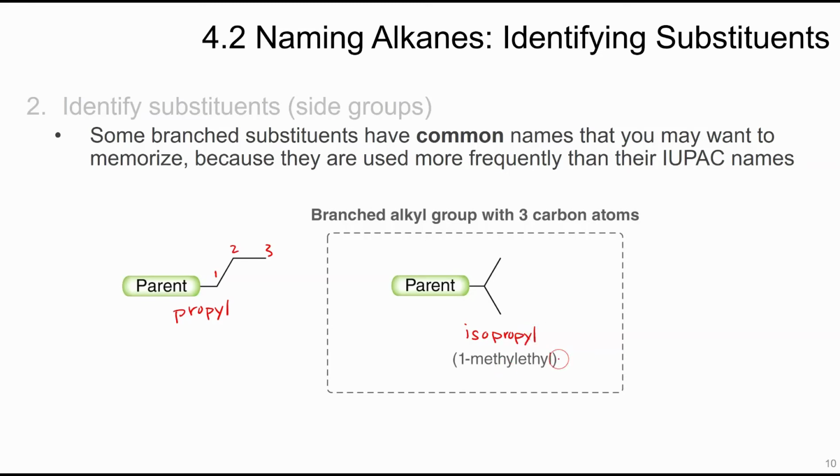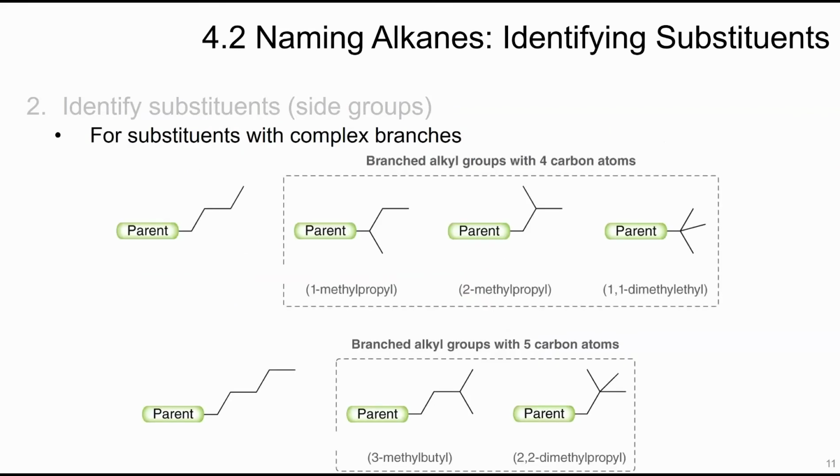The name in parentheses is the IUPAC name, so it's one methyl group coming off of an ethyl on the first carbon there. So that's how they name that, but isopropyl is the one that we use most commonly. For substituents, again with complex branches, when you have 4 carbon atoms, this is a butyl group. So that's a straight butyl group. If the parent is coming off of the second carbon, this is a sec-butyl.